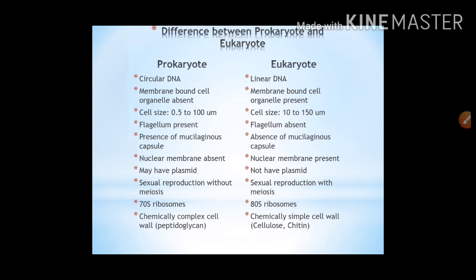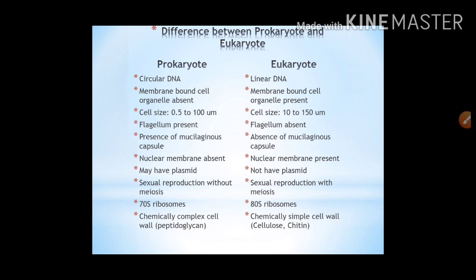Here you can see the difference between prokaryote and eukaryote. So in prokaryote we were having circular DNA, and in eukaryote we are having linear DNA. Now membrane bound cell organelle absent, here present, as we have seen. Cell size, so prokaryotes are smaller, 0.5 to 100 micron meter, and eukaryotes are bigger, 10 to 150 micron meter. Flagellum was present in prokaryote and absent in eukaryote. Presence of mucilaginous capsule, but here we don't have capsule.